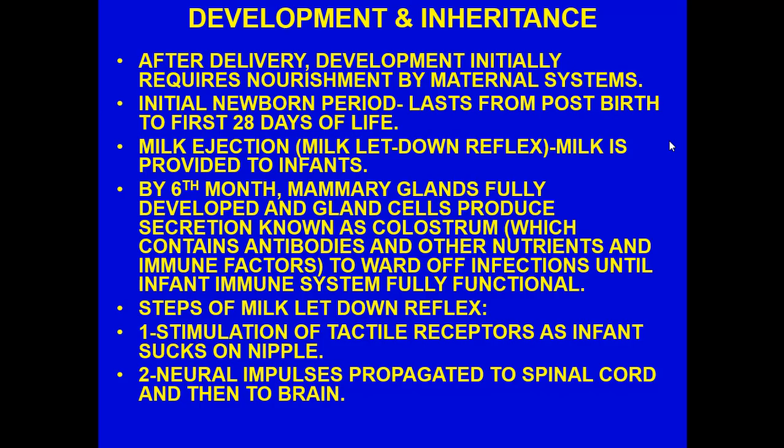Then we have to deal with the milk. Now, milk ejection, the milk letdown reflex, the milk is provided to infants. By the 6th month of pregnancy, the mammary glands are fully developed and the gland cells will produce a secretion known as colostrum. Now, this is very important. In the first few days when the newborn is nursing from the mother, you're going to get a lot of colostrum. It's going to be rich with antibodies and other nutrients and immune factors.